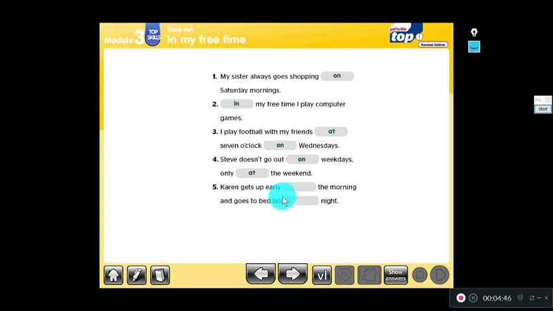Karen gets up early. The morning, ¿quién se empleaba para los momentos durante el día? Era in the morning. And goes to bed late, la noche, night. ¿Quién se empleaba con la noche? Era at night. Good job.